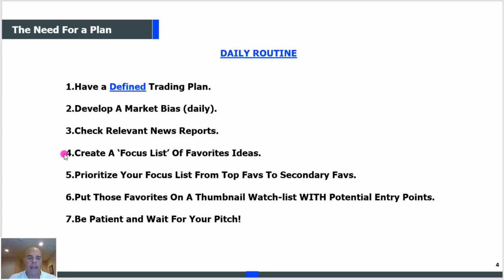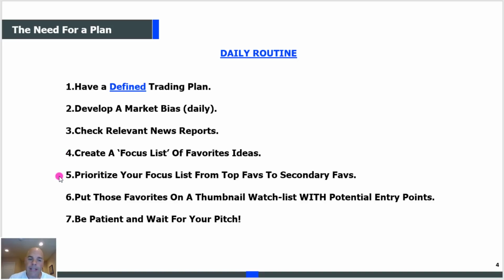Create a focus list of favorite ideas. This is basically what? Create a gap list, and you're going to scan for that gap list. And don't worry, guys, every one of these bullet points is going to be discussed in just a minute. So create a gap list, a focus list, stocks that look really good to you based off of your trading plan rules. That's what you're scanning for, also based upon your market bias for the day.